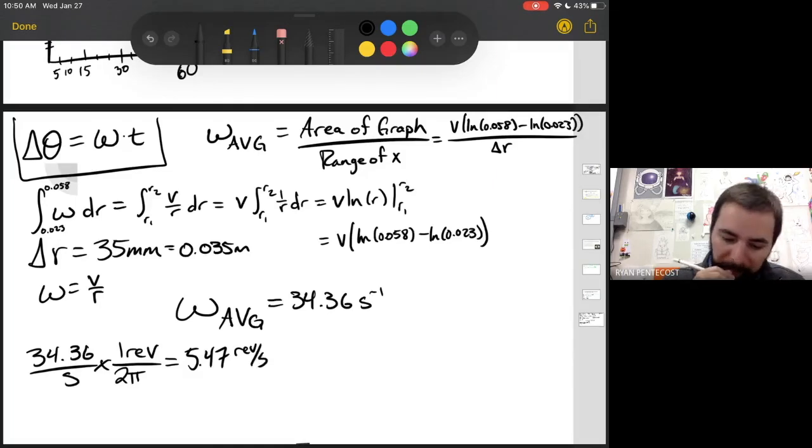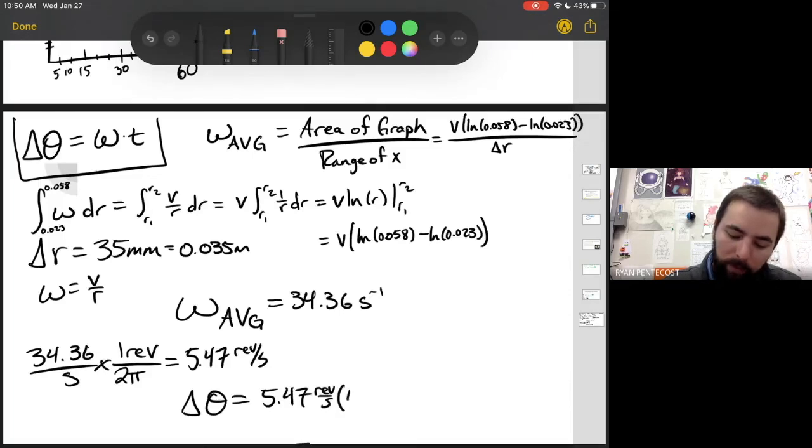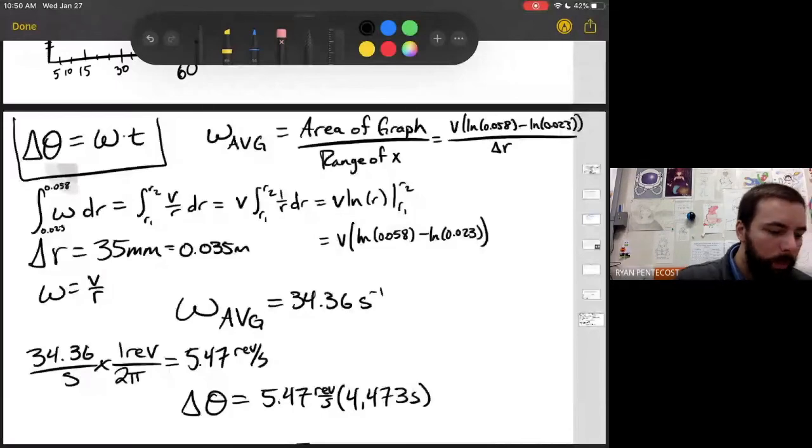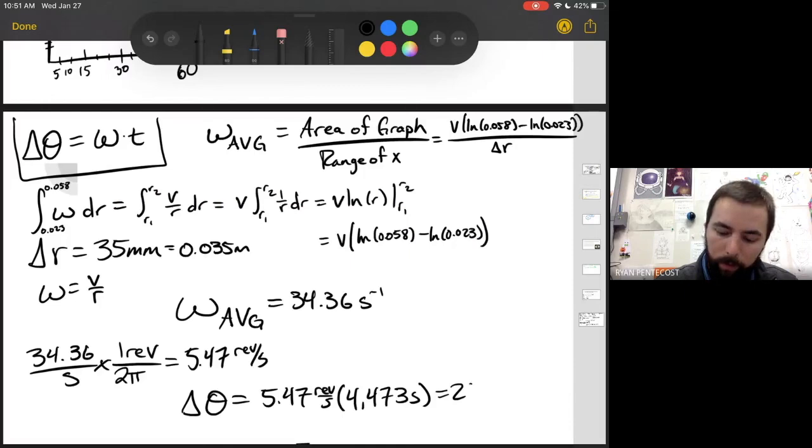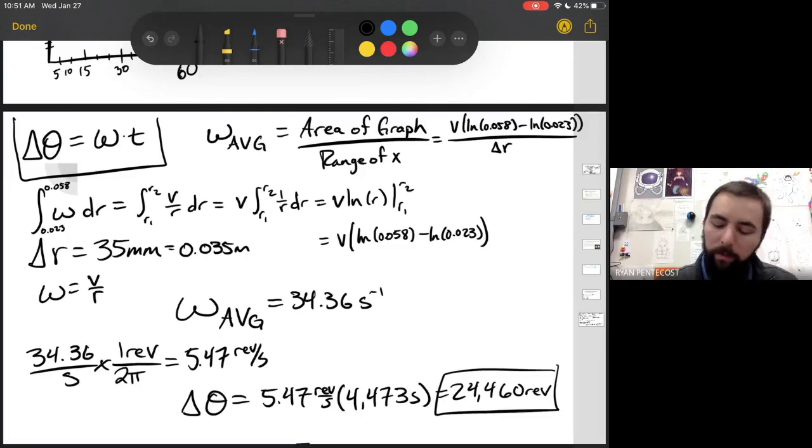revolutions per second. And then for delta theta, we've got to multiply 5.47 revolutions per second times 4,473 seconds. So that gives us 24,460 revolutions, basically 24,500 revolutions.